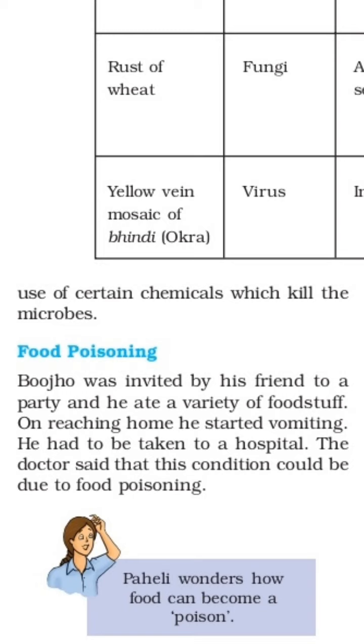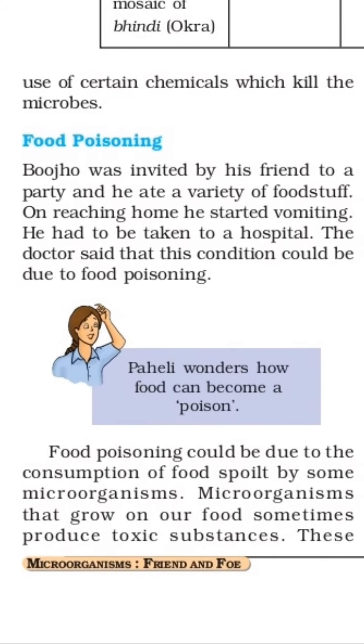Now here one question arises: when we are eating food, how can it become poison? We are only eating food material, we are not eating poison, so how is it possible? Bozo ate the foodstuff, afterwards when he reached home he started vomiting, he was taken to the hospital, and the doctor said this condition was because of food poisoning. Then how could this happen, we will see.